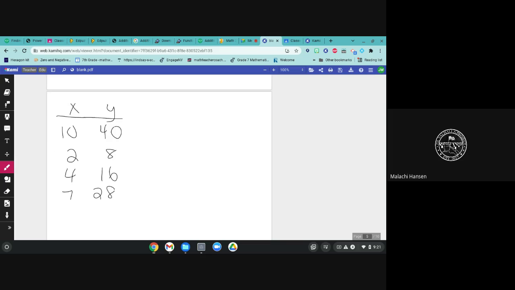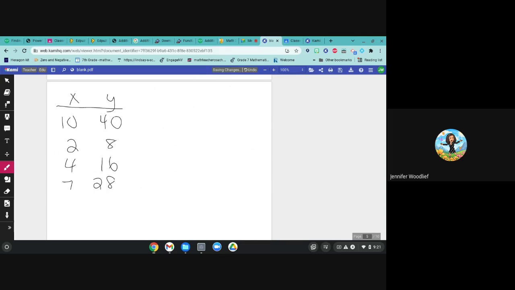What do you think we're going to be doing? It'd be Y equals X times 4. Very good. Tell me how you got that. 10 times 4 is 40. 2 times 4.